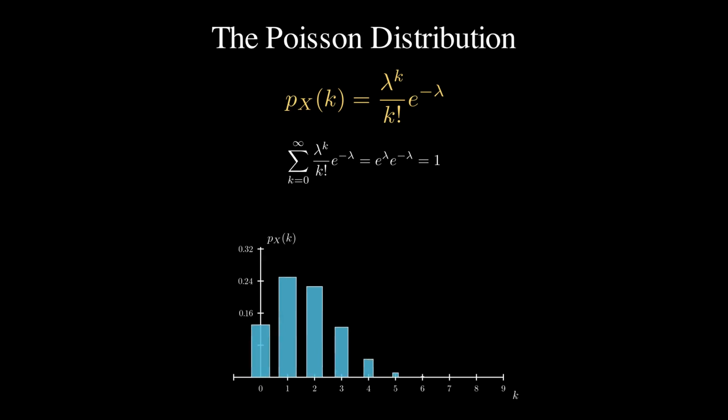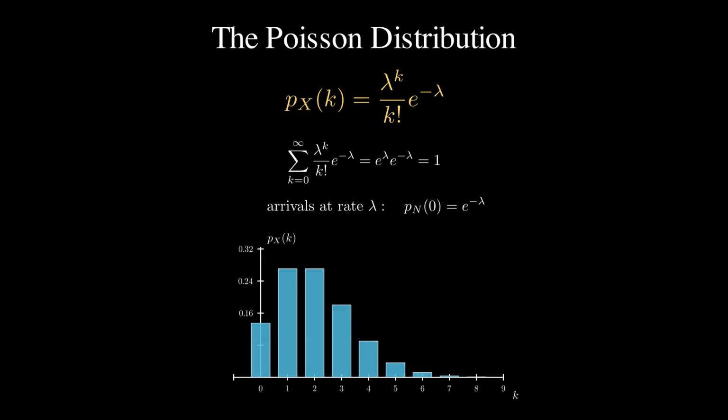The next one counts occurrences over time. A Poisson random variable has PMF lambda to the k over k factorial times e to the minus lambda for k equals 0, 1, 2, and up. It normalizes beautifully. The sum of lambda to the k over k factorial is just the Taylor series for e to the lambda, which cancels the e to the minus lambda to leave 1. With lambda equal to 2, the mass peaks at 1 and 2 and decays.